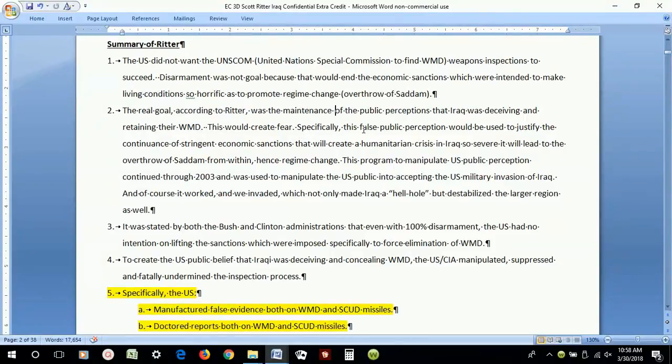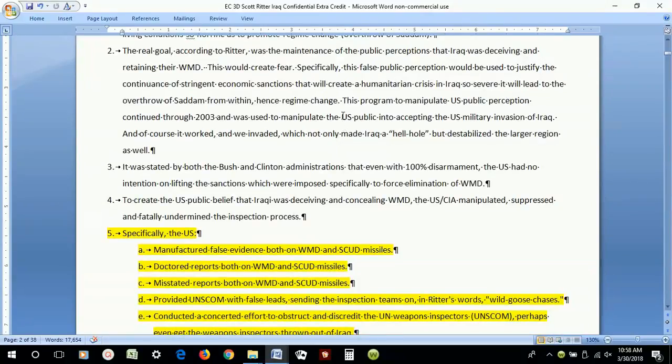Specifically, this false public perception would be used to justify continuation of the stringent economic sanctions that were creating such a humanitarian crisis so bad, so severe, it would lead the people of Iraq to overthrow Saddam in a coup, and then get regime change, right? That's a lot of wishful thinking all along the way. You know it's going to create conflict. It's going to create, and this is the sort of thing that did create, that motivated Al Qaeda.